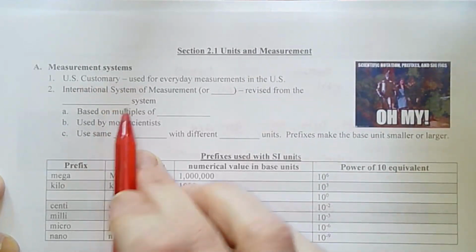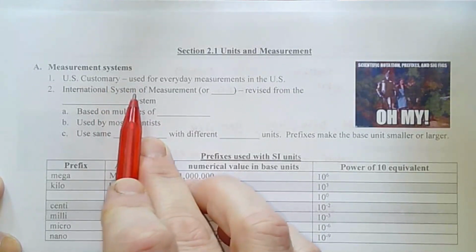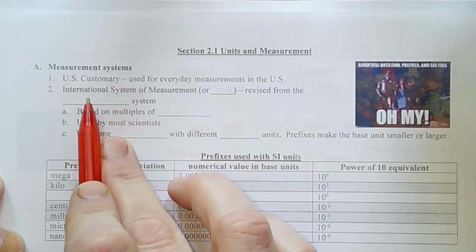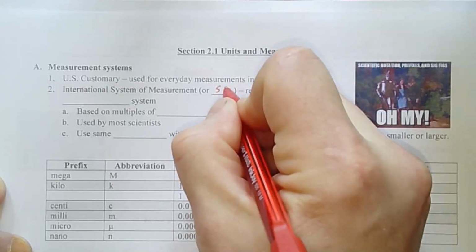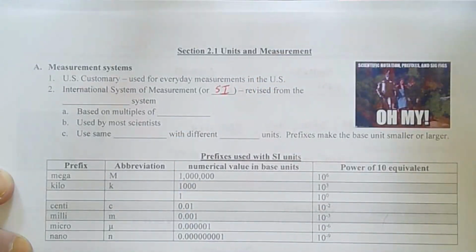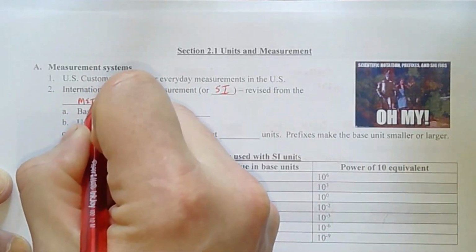So there's two main measurement systems, what we use in the US and what the rest of the world uses. It's referred to as the International System of Measurement, or you will see it abbreviated SI, which is basically an abbreviation. I believe it's French, and it's like Système International. I do not speak French, but that is where that comes from. And if you see the SI units, that is referring to this International System of Measurement. And this is just revised from the metric system.